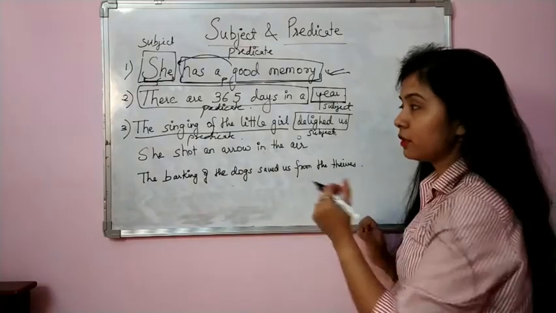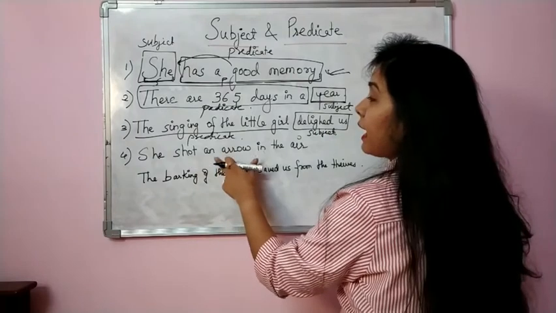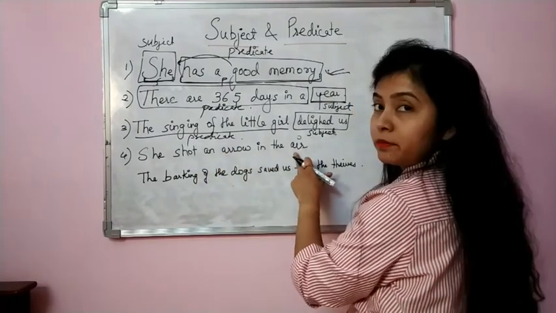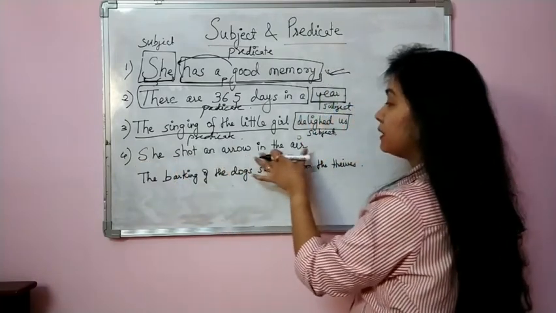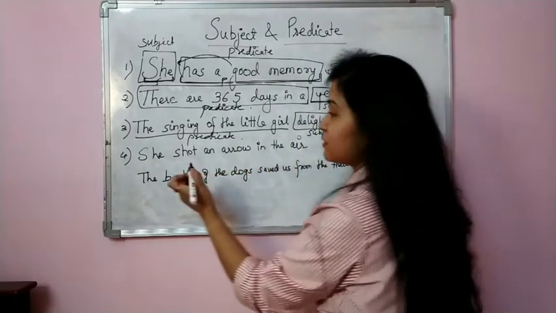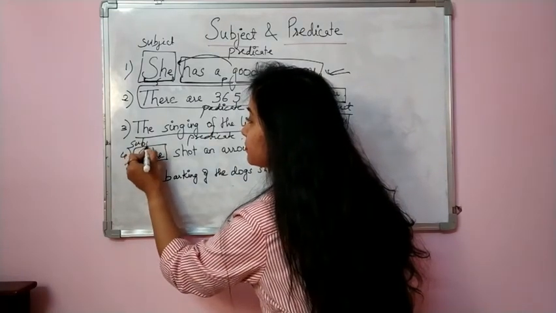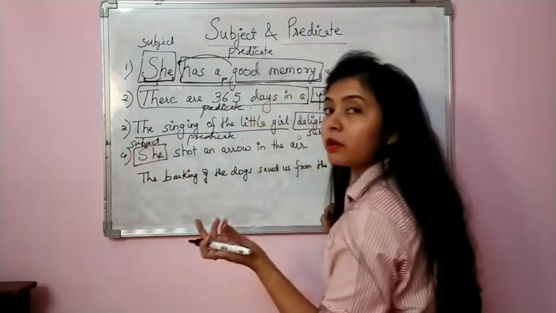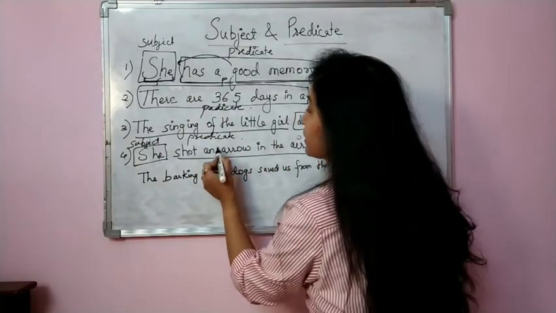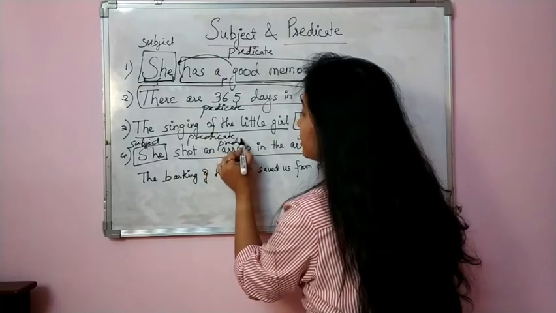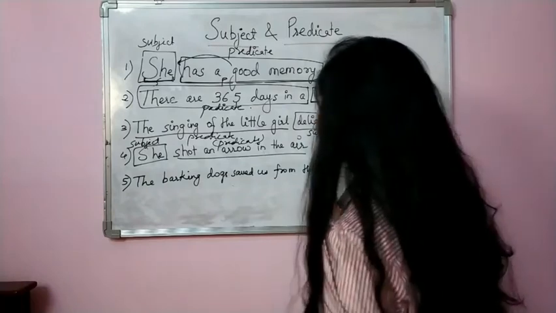Right? Understood? Moving on to the next example. She shot an arrow in the air. ठीक है? तो what did she do? Shot an arrow in the air. This was easy, right? So she becomes the subject. We are talking about her, that she has shot an arrow in the air. So this becomes the predicate.